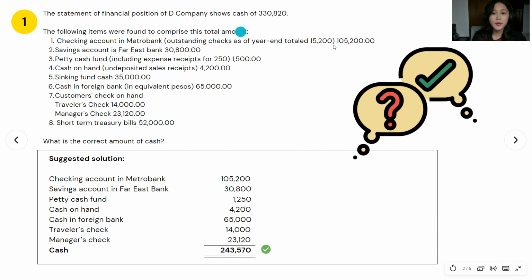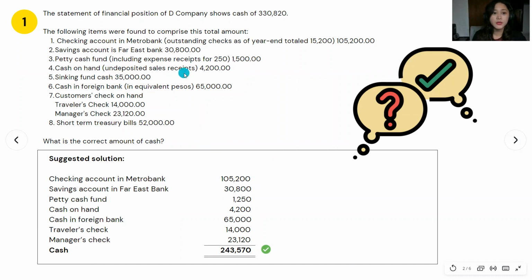So, first yung number 1, 105,200. So, dahil checking account siya, regardless kung magkano outstanding check, yung total balance ng checking account na per books is 105,200. So, dapat siyang isama as cash. Savings account, 30,800. So, ang savings account is considered as cash in bank. So, included siya sa total amount of cash.